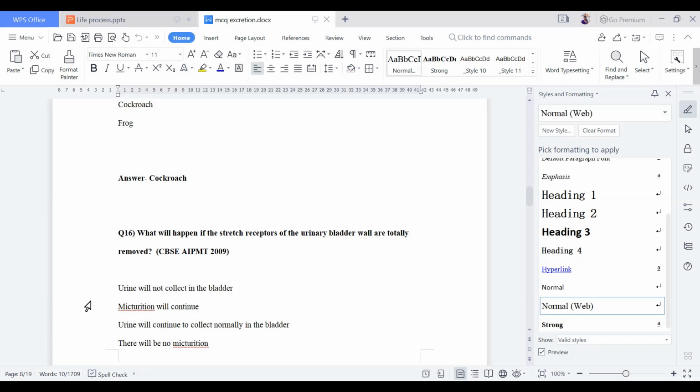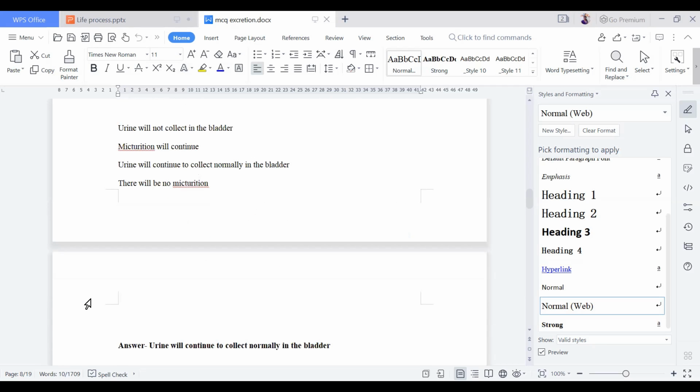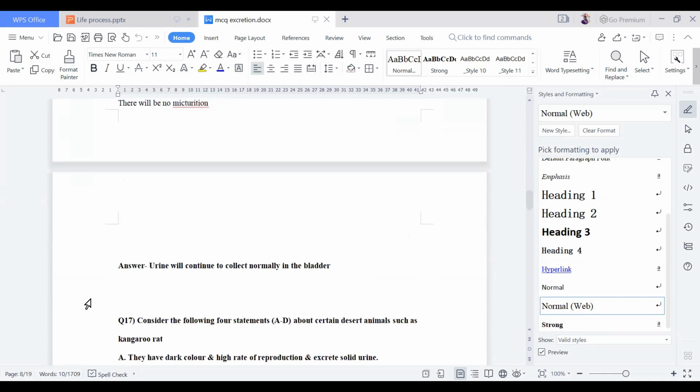Option B, micturition will continue. So here the answer is urine will continue to collect normally in the bladder, but it will not collect much urine. So the answer is option C.